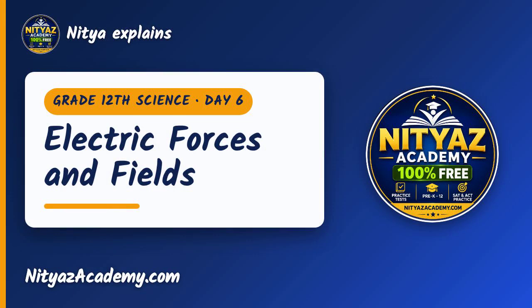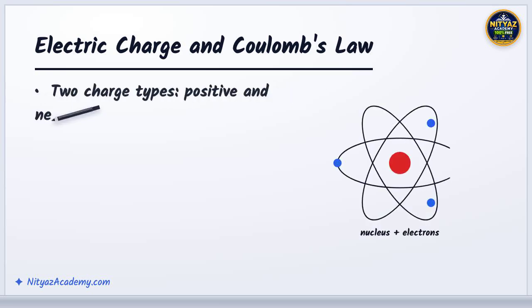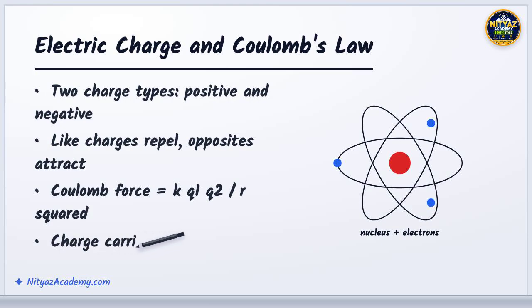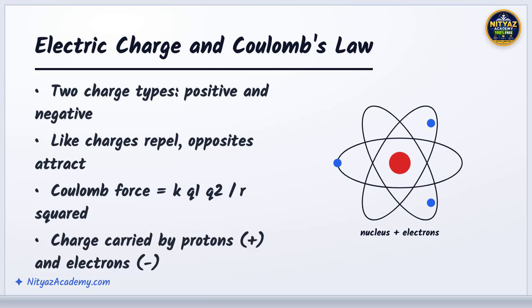Let's learn electric forces in fields together, step by step. Matter contains two kinds of electric charge, positive, carried by protons, and negative, carried by electrons. Like charges repel each other while opposite charges attract. Coulomb's law gives the force, a constant k times the two charges, divided by the distance between them squared. Just like gravity, it follows an inverse square law, so the force weakens quickly as charges move apart.